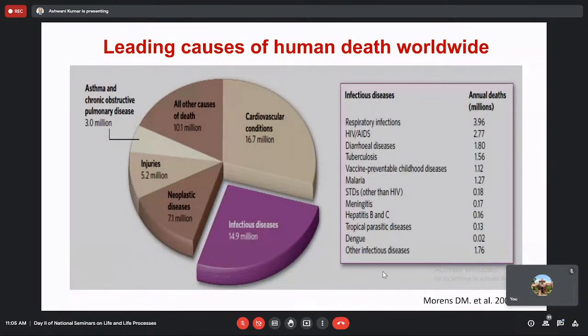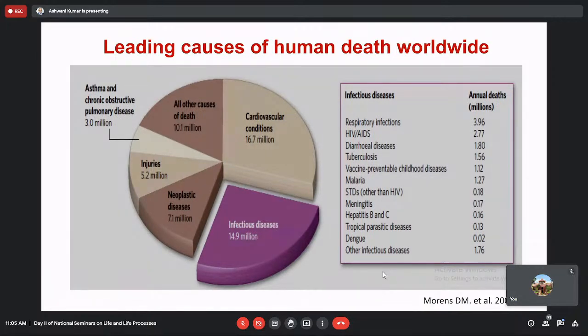These are the leading causes of human deaths worldwide. It's slightly older data, but it shows that infectious diseases cause about 15 million deaths. If you take the total number of deaths due to various diseases, there are 12 different causes of infectious diseases listed on the right, which indicate that respiratory infections are on top, followed by HIV, diarrheal diseases, tuberculosis, and now we are confronted with COVID-19 infection.